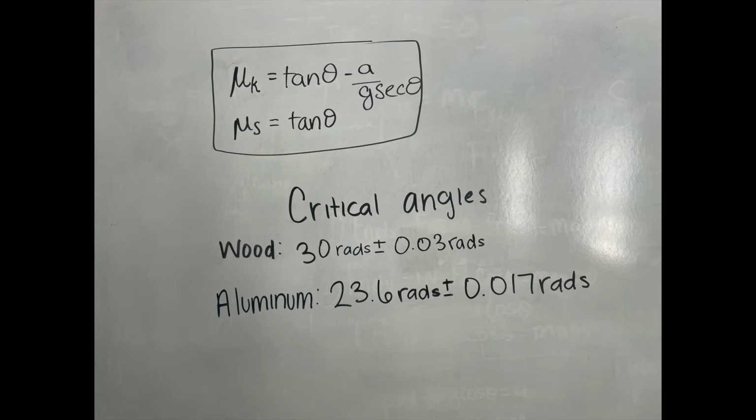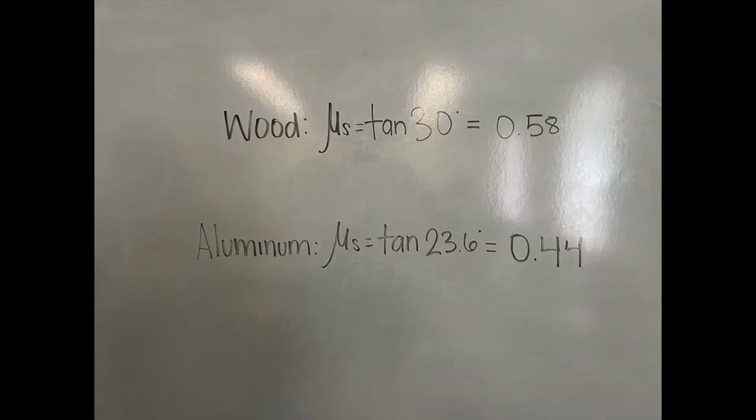For this problem, the critical angle for the wood and the aluminum were calculated by averaging all the angles from each trial, and the uncertainty for the angle was converted to radians. The coefficient of static friction was found by using the previous equation, which is mu s equals tan theta. The coefficient of static friction for the wood is 0.58, and for the aluminum, it is 0.44.